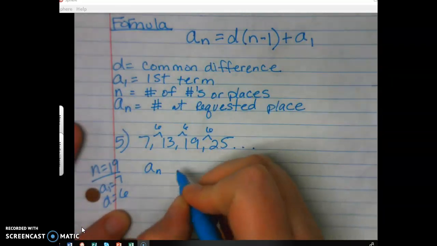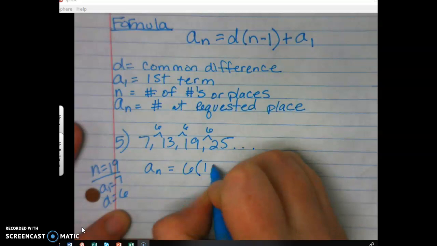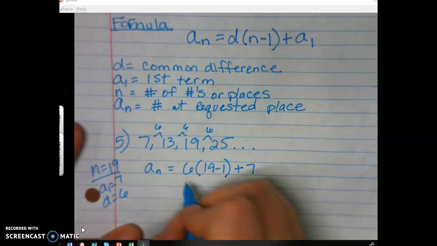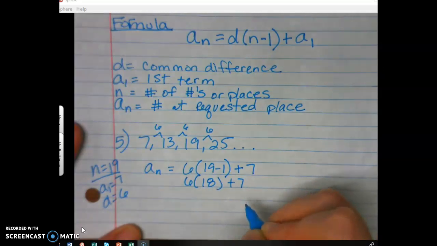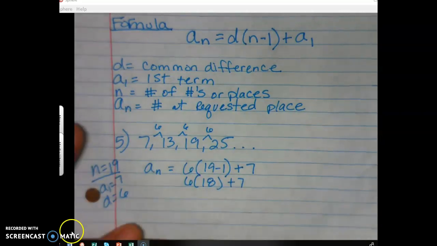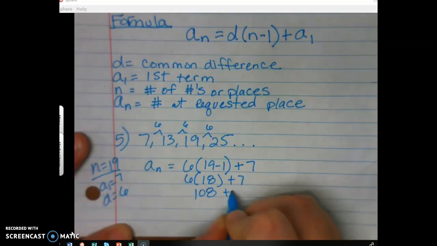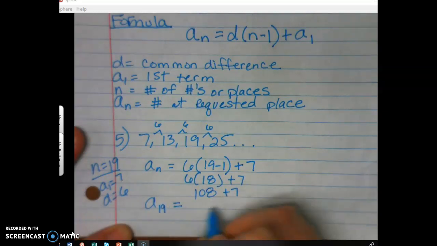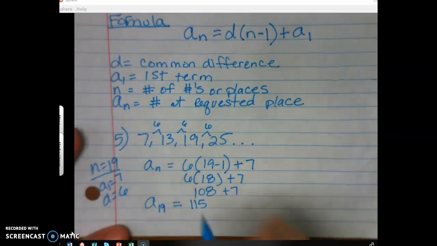So my AN equals D, just 6, times 19 minus 1, plus 7. Well, that's 18. So I've got 6 times 18 plus 7. Okay, and 6 times 18 is 108 plus 7. So my A at position 19 equals 115. So if I carried this out all the way, I'd get to eventually 115.